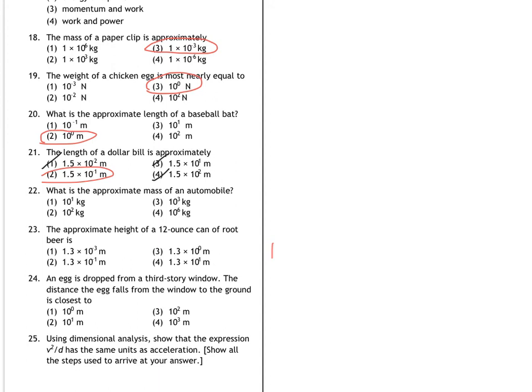All right, approximate mass of an automobile. An automobile, you've probably heard this before. If not, here it is now. An automobile weighs about a ton, but a ton is actually an imperial unit. A ton is 2,000 pounds. So it's not a lot of help to us unless you convert it into something metric.